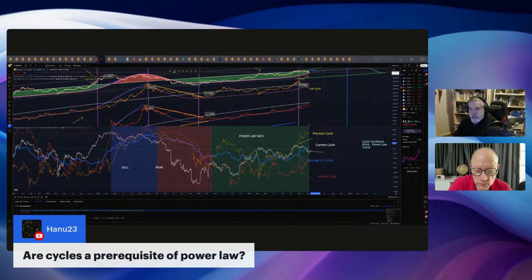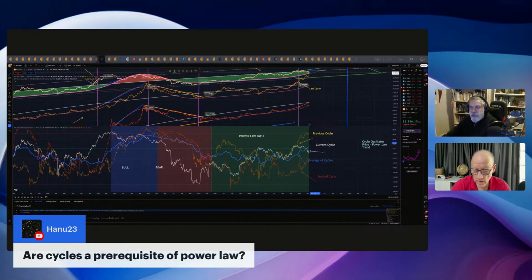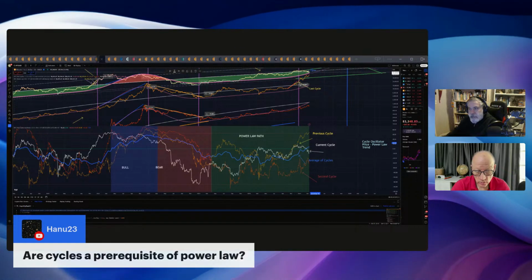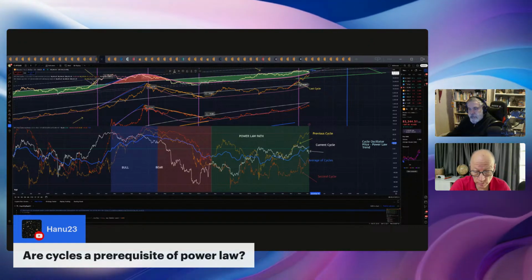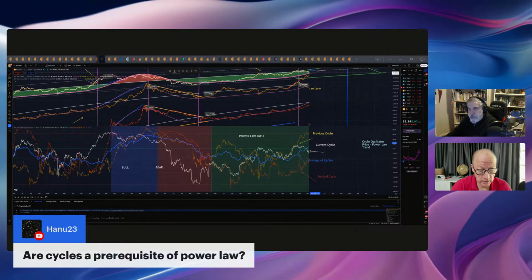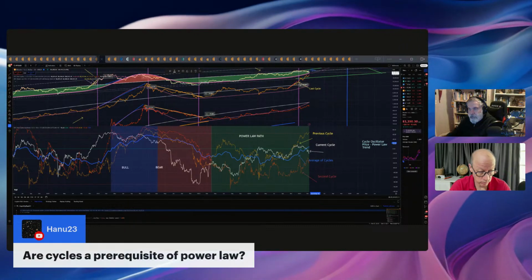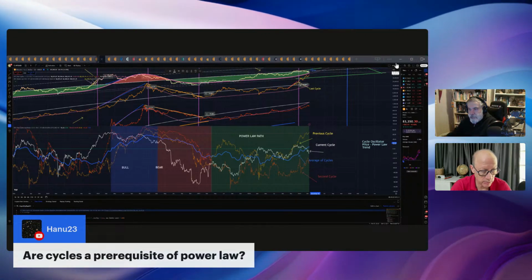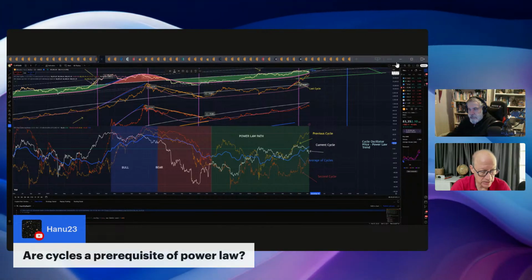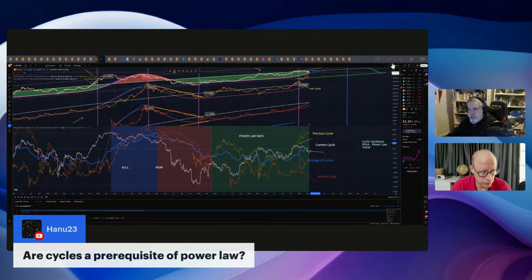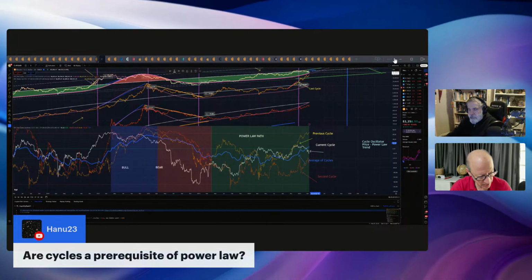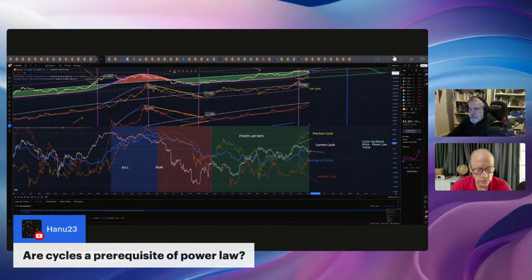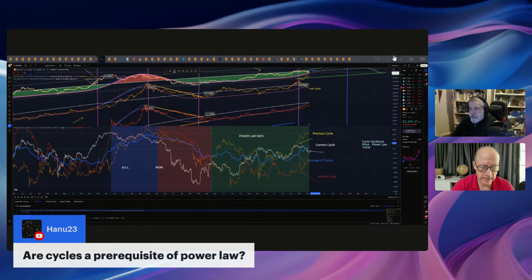Sure. So just to elaborate on why I said no, the cycles, or to be more precise in our language, the bubbles are confounding, so it's really power law plus bubbles. And then we need to sort out what the bubbles are doing. The bubbles do not create the power law. The power law is based on long-term adoption and the network effect.